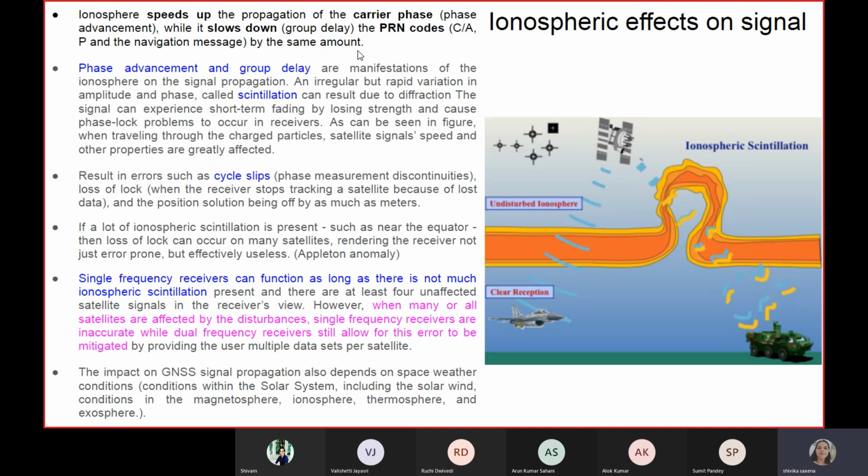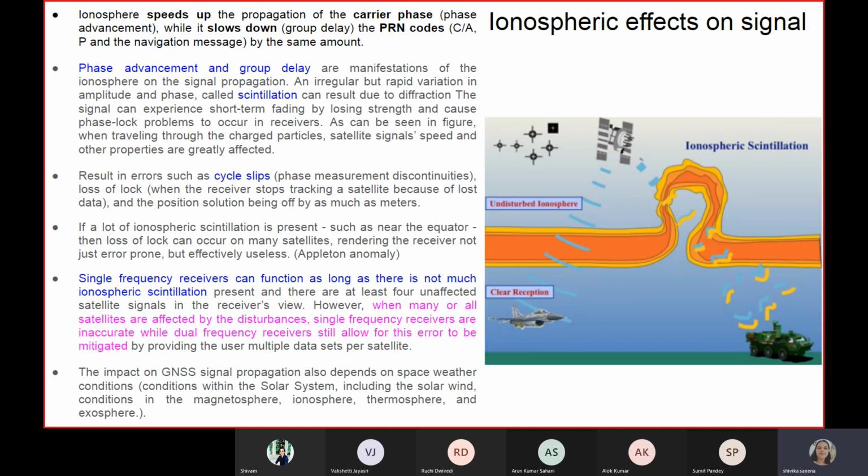So, what is the effect of the ionosphere on the signal? What is happening while the signal is traveling through this ionosphere? For a major portion of undisturbed ionosphere, we can compensate for this error very easily. But if there is some major disturbance inside the atmosphere, represented in this figure by that loop, this is an irregular and rapid variation. This will cause irregular and rapid variation in amplitude and phase of the signal. This is known as scintillation.